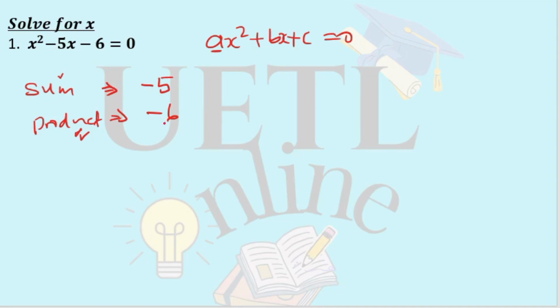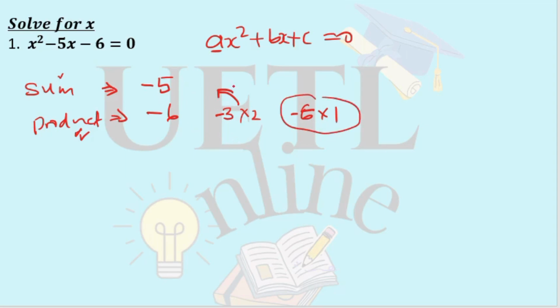Let's look at the factors of 6. We might have 3 times 2, we can get minus 6, but one of them has to be negative, so there is no way we can get minus 5. The other option is 6 and 1. If you put negative 6 times 1, and you add them you get minus 5. So this will be our choice.